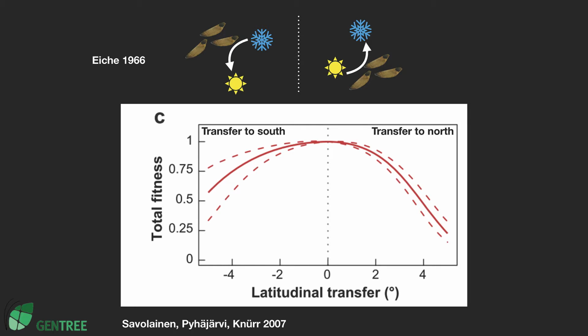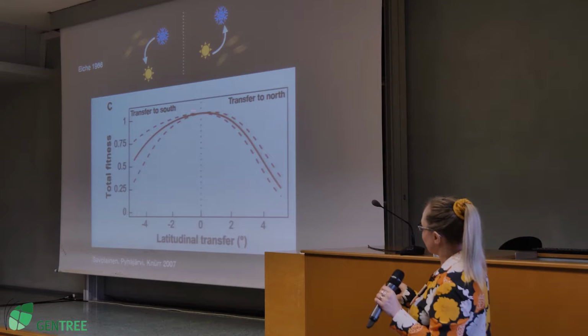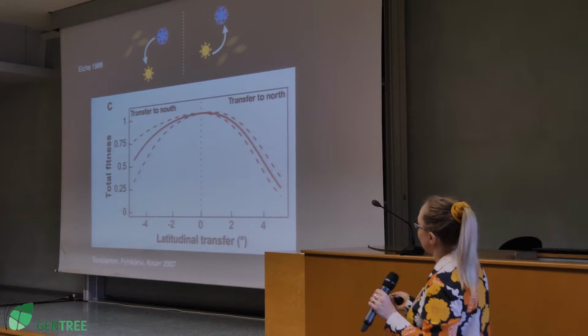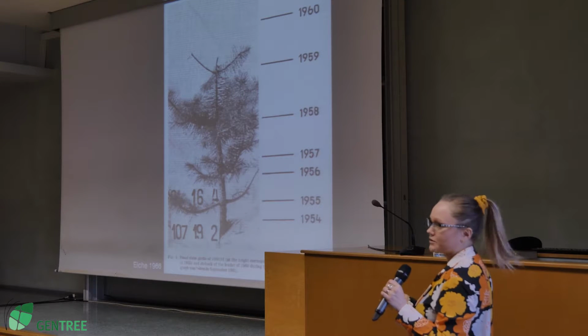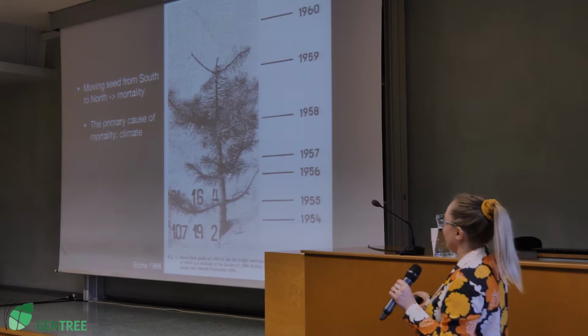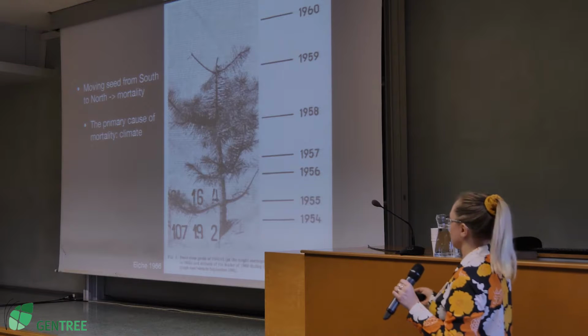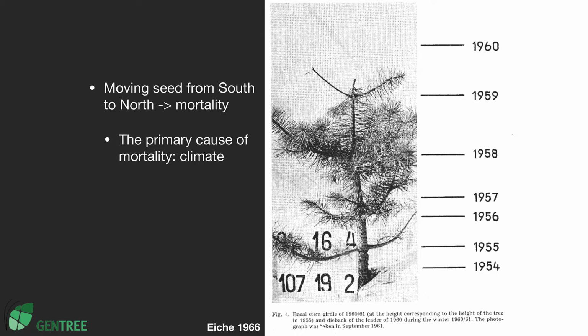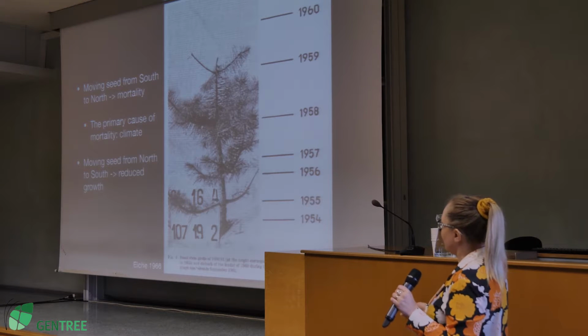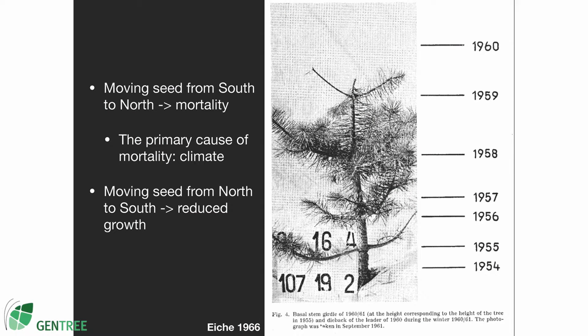There are deviations from this pattern in the very margins, and it's also notable that this pattern of transfer is not symmetrical. So things are a bit more drastic when you transfer to the north than when you transfer to the south. And based on the results of Pyhä, there are some explanations of what's going on here. When you move seeds from south to north in Scots pine, the major effect on fitness comes through mortality, and the primary cause of mortality is climate. So the seedlings get cold damage when they grow above the snow. However, when you move seed from north to south, the growth is reduced and they lose in the competition.